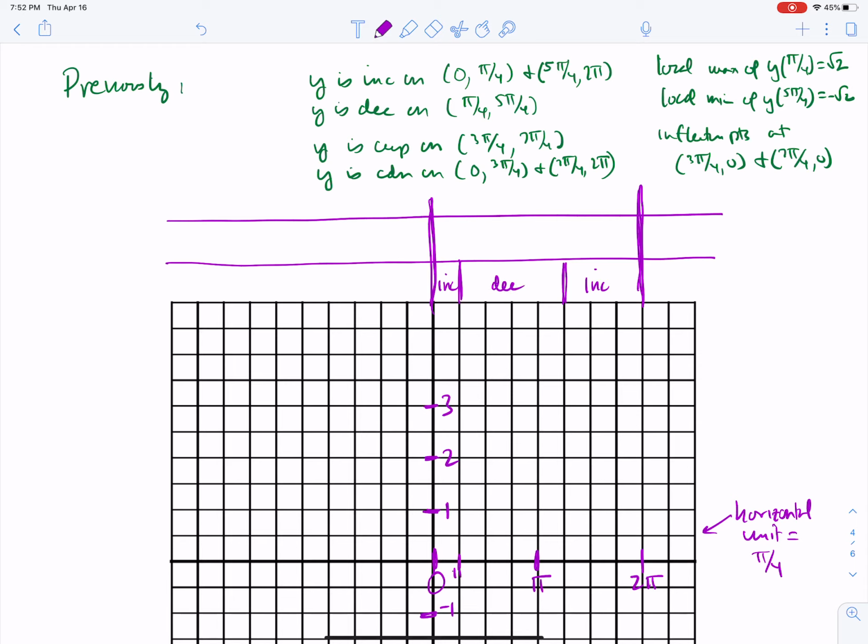So again, this is pi over 4, pi over 2, 3 pi over 4, 5 pi over 4, 3 pi over 2, and 7 pi over 4. And then for concave up, concave down behavior, I've got dividers at 3 pi over 4 and 7 pi over 4. And I know that I'm going to be concave down here, concave up here, and concave down here.